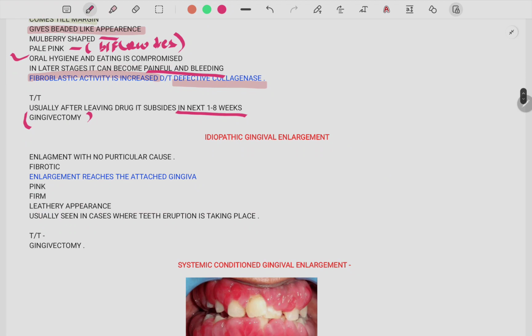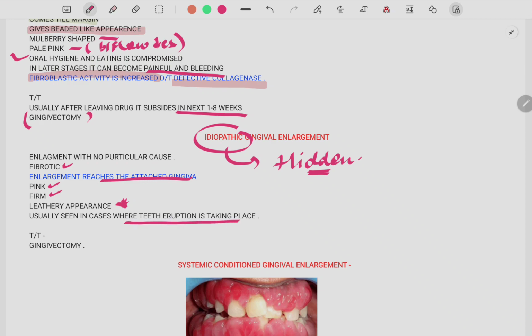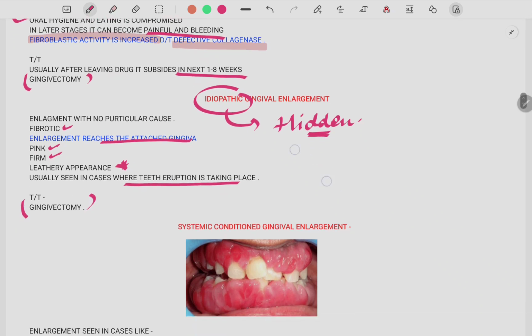If you see the idiopathic type, the term idiopathic itself means something that is hidden. You don't exactly know the cause. So when you don't know the cause behind gingival enlargement, that is what you say as idiopathic gingival enlargement. Again, it can be fibrotic, and the enlargement here is going to be so severe that it reaches the attached gingiva. It is going to be firm and pink in color. A leathery appearance will be seen, which is again a characteristic point. Usually it is seen in cases where teeth eruption is taking place. Treatment again is gingivectomy.